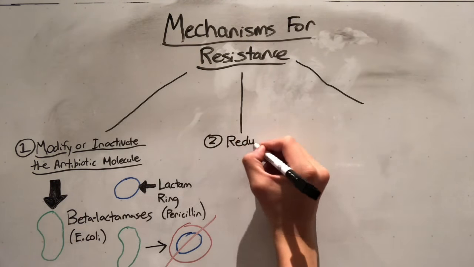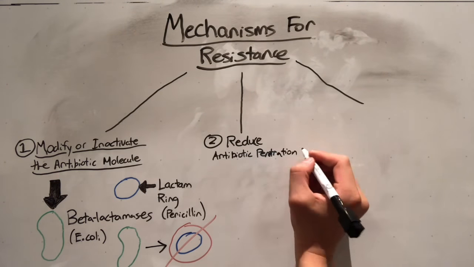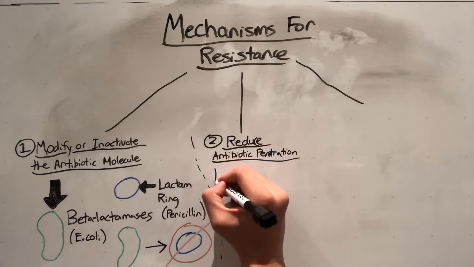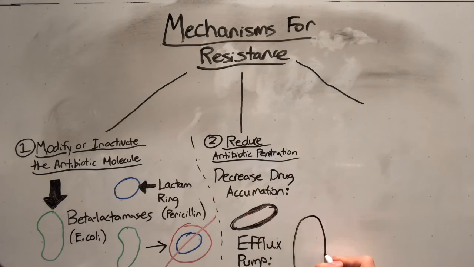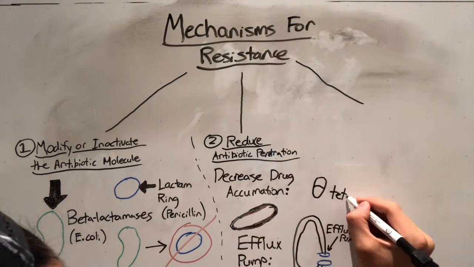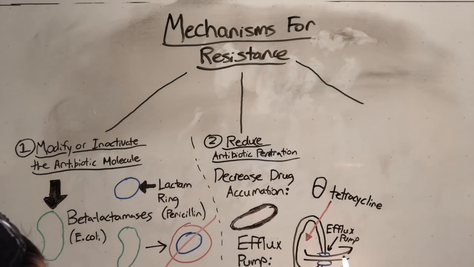Another way is to reduce antibiotic penetration. Quinolone-resistant bacteria can reduce drug accumulation, decreasing the permeability in the cell membrane. They can also create an efflux pump. When antibiotics such as tetracycline attack the cell, bacteria can use the efflux pump to pump out the antibiotic.